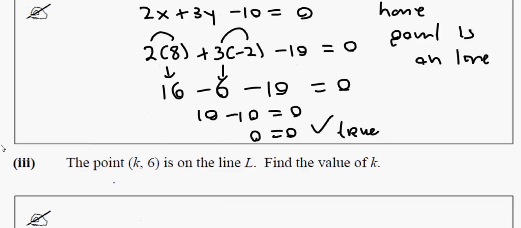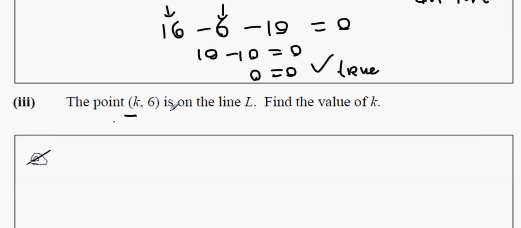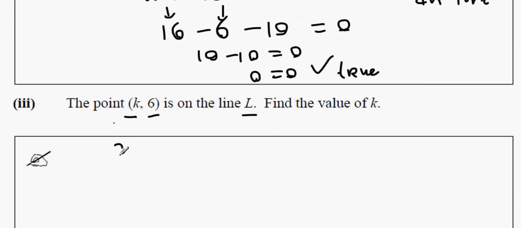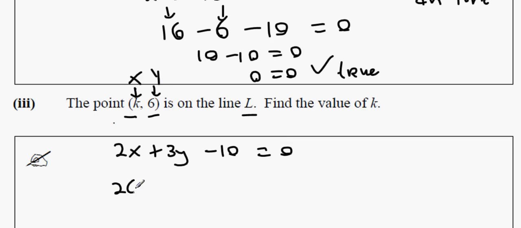Now, K is the point. The point K, 6 is on the line L. This means that it too balances the equation. So it's that 2x plus 3y minus 10 equals 0. The x value must be k and the y value must be 6. So 2 times x is replaced with k, y is replaced with 6, minus 10 equals 0.